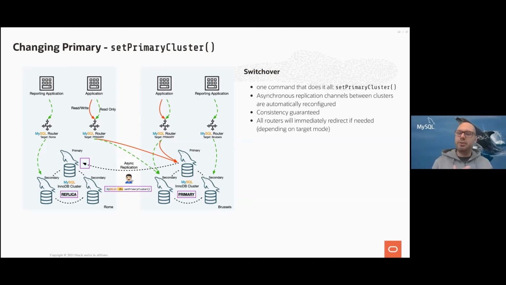So you can basically configure read traffic to remain local to where the router is. So if you have a reporting application that needs to target local, it doesn't need to traverse the internet or go to the other data center to get its results. It can stay local. Now you can see that if the router is target primary, it follows the primary cluster all the time, and that's what set primary cluster changes, and then the router will automatically follow this, and so on.